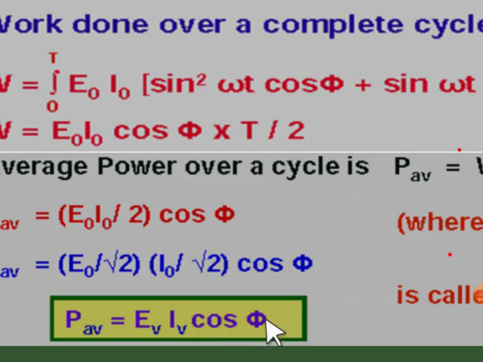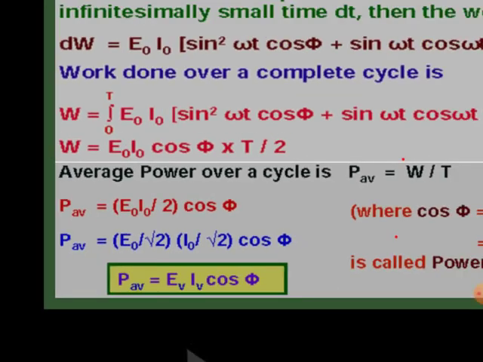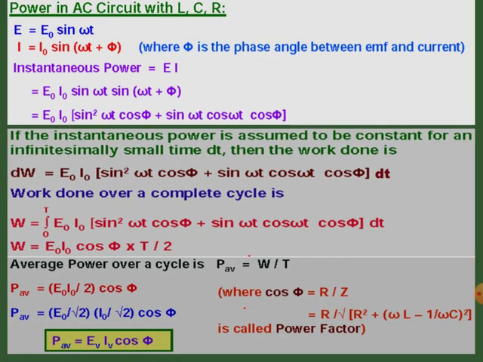If this phi is equal to 90 degrees, then what happens? The average power will be equal to 0. So it depends upon this cosine phi. So we call this the power factor, right?